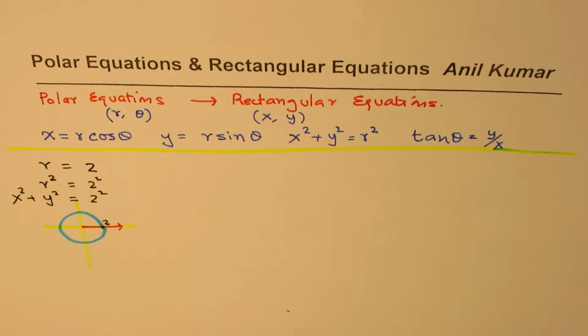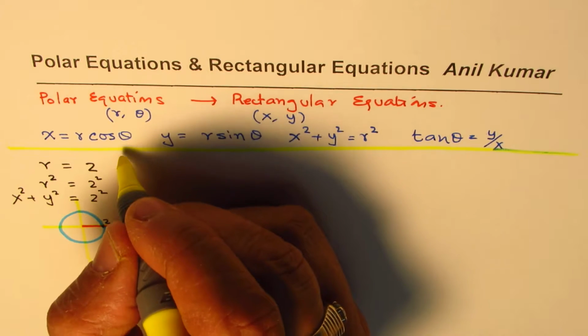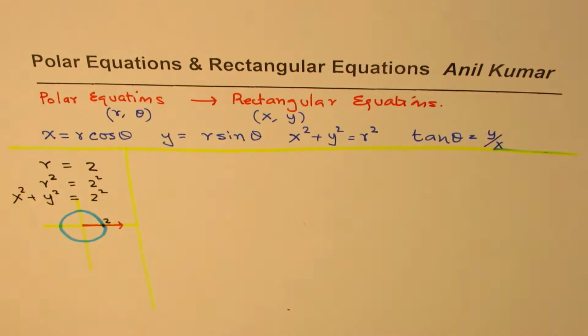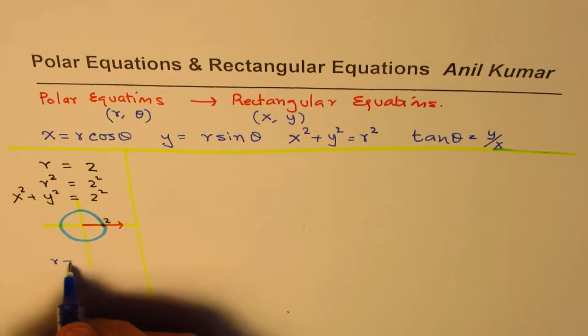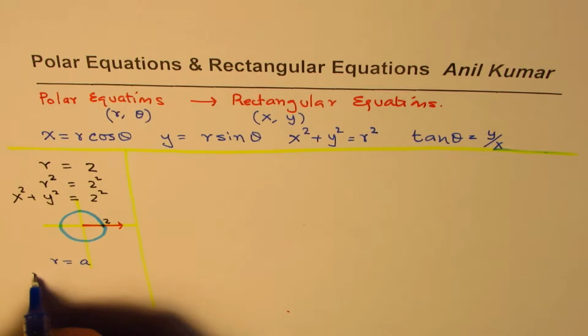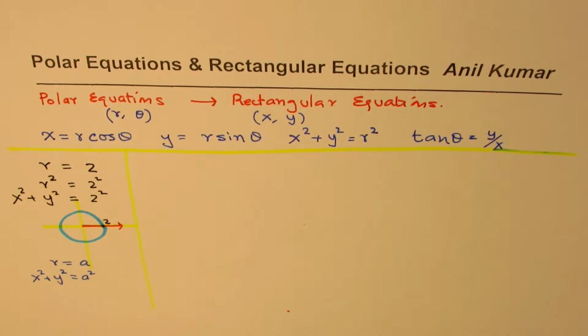So we have translated a polar equation to a rectangular equation so easily. I hope you appreciate it, right? It is that easy. You could actually just work with a few more examples. In general, if I write r equals a, it means x squared plus y squared equals a squared, right? Does it make sense? I think it does, right?